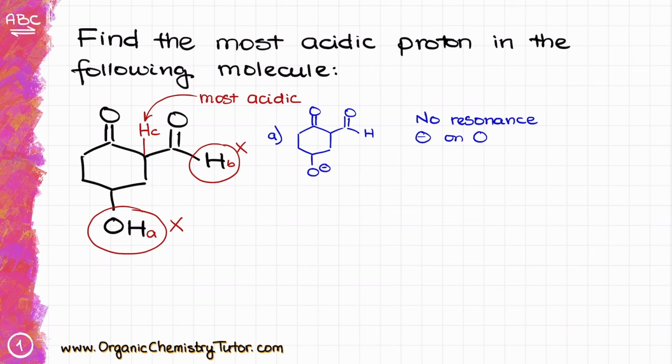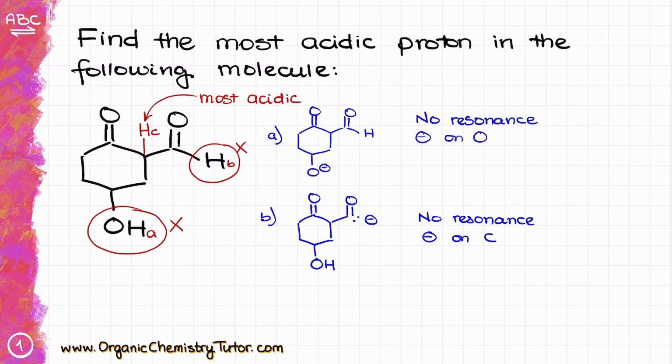Now, if I look at the proton B and I pull that one off, then in that case I'm going to get a conjugate base that looks like this. Well, this one is actually even worse than A, because now I don't have any resonance, and on top of that, my negative charge is located on carbon, which is not a particularly electronegative element, which means that it will not be able to stabilize my negative charge very well.